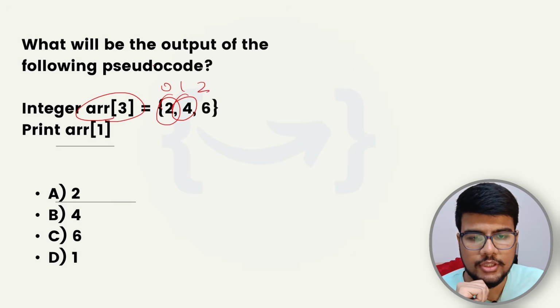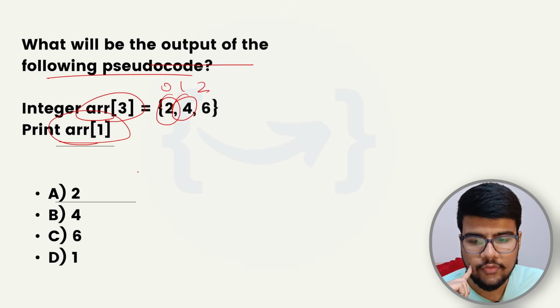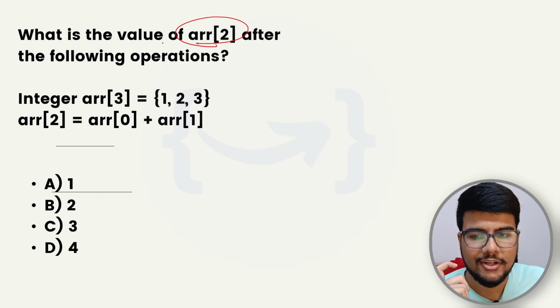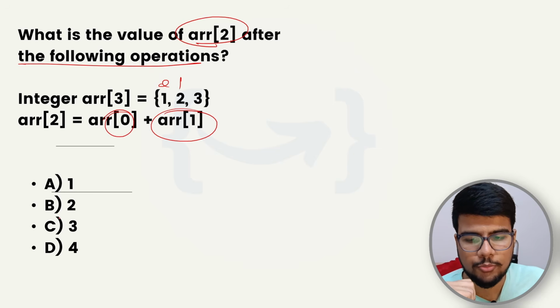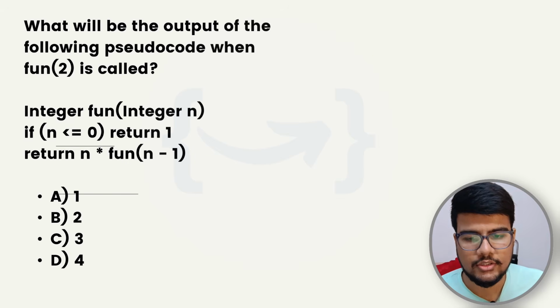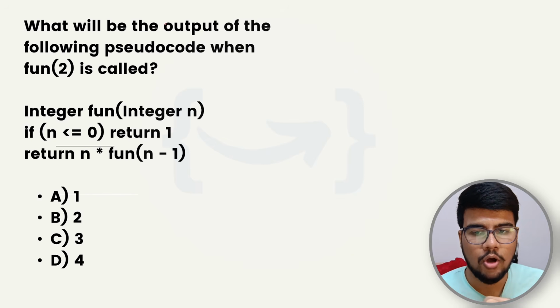Now array is 3, given the following pseudocode. Okay, great. Array 1. So what is the value of array 1, guys? 4. Very easy question. What is the value of array 2 after the following operation? Array 0 or array 1. So 0, 1, it would be 3, and you have marked this correct, right, and plus 1 for your right answer.